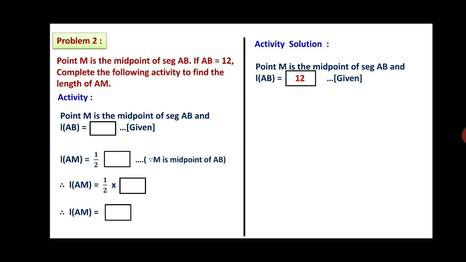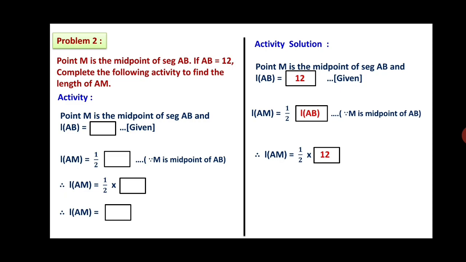So now the activity solution will be like this. Point M is the midpoint of the segment AB and l(AB) is equal to 12, that is given. Then l(AM) is equal to half into l(AB), since M is the midpoint of the segment AB. Therefore AM is equal to half into 12. After simplification you are getting AM is 6. Friends, the red color values indicate the box values that are shown here. Problems number 1 and 2 could be for 2 marks. Now let us discuss one 3-mark activity.